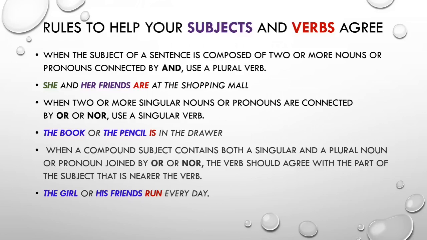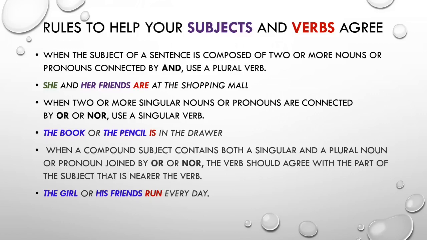And the verb is are, at the shopping mall. So if the subject of a sentence is composed of two or more nouns, normally we use a plural verb. So when two or more singular nouns or pronouns are connected by or or nor, then we use a singular verb.